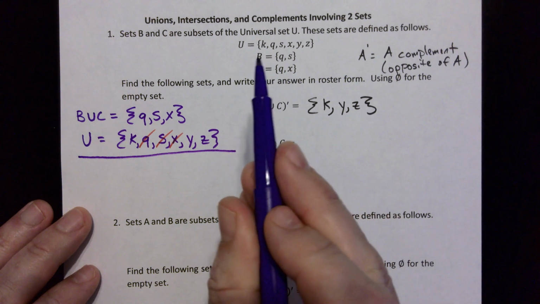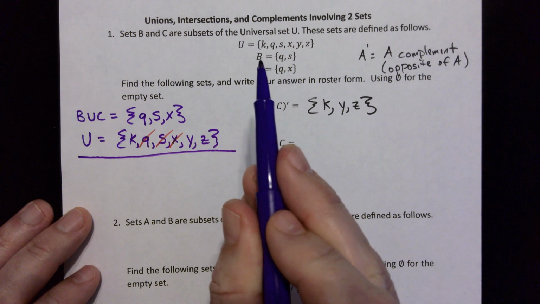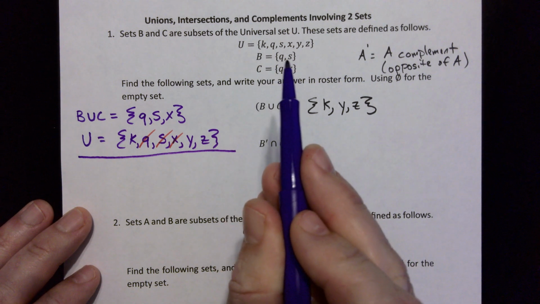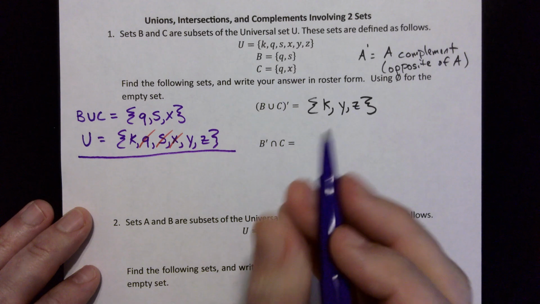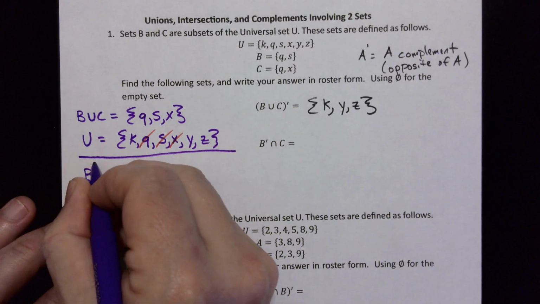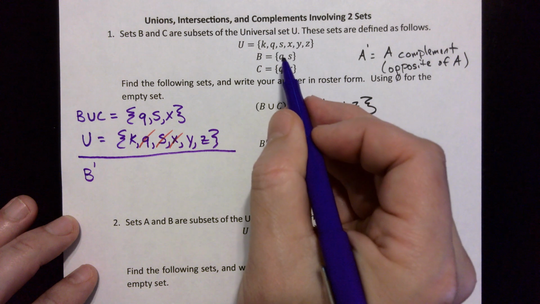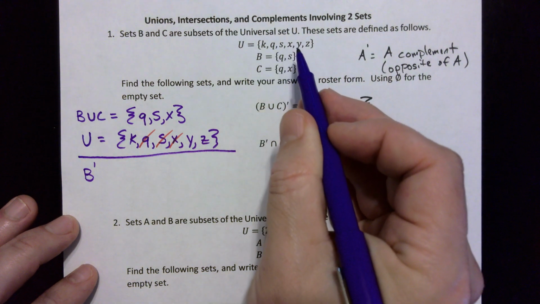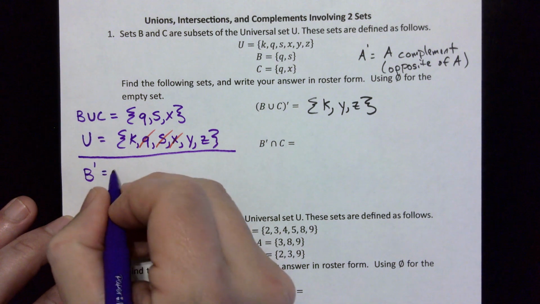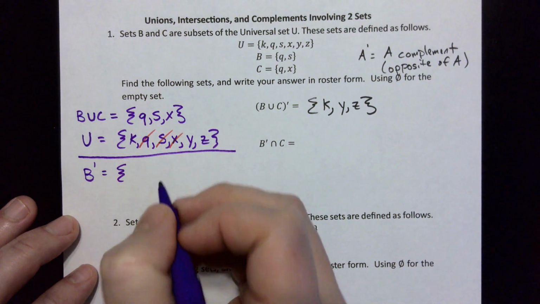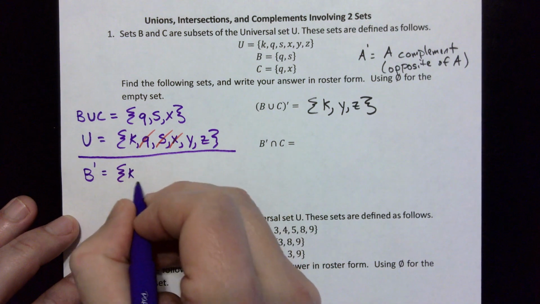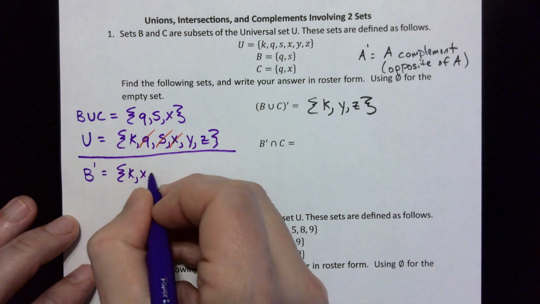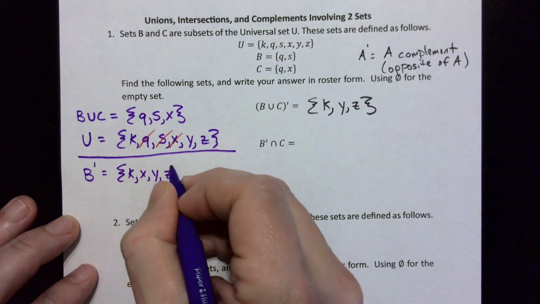We're given B. B complement is everything except for these two things, everything except for the Q and the S. So B complement is everything that's up here except for Q and S. So except for these two things. That leaves K, X, Y, Z. So B complement, the opposite of B, is K, X, Y, Z.